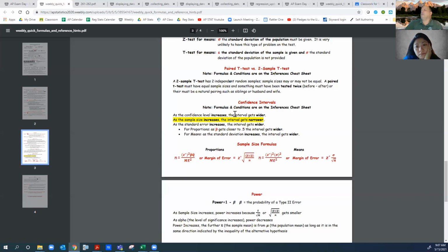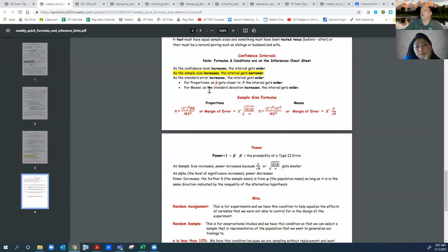All right, confidence intervals. Just real quickly, you can read this yourself. I'm not going to go over it, but this is extraordinarily important information. Sometimes it shows up in FRQs, and I can bet that it'll show up in the multiple choice. Very likely to show up in multiple choice.